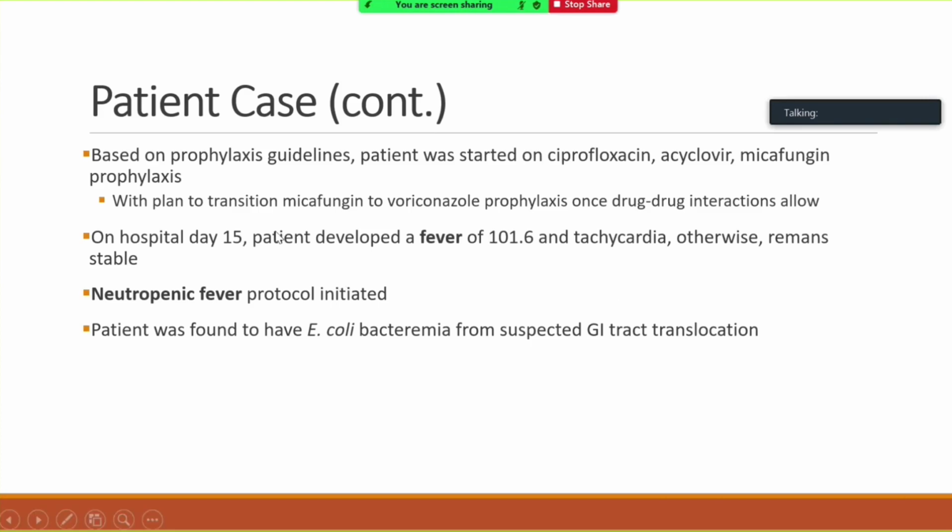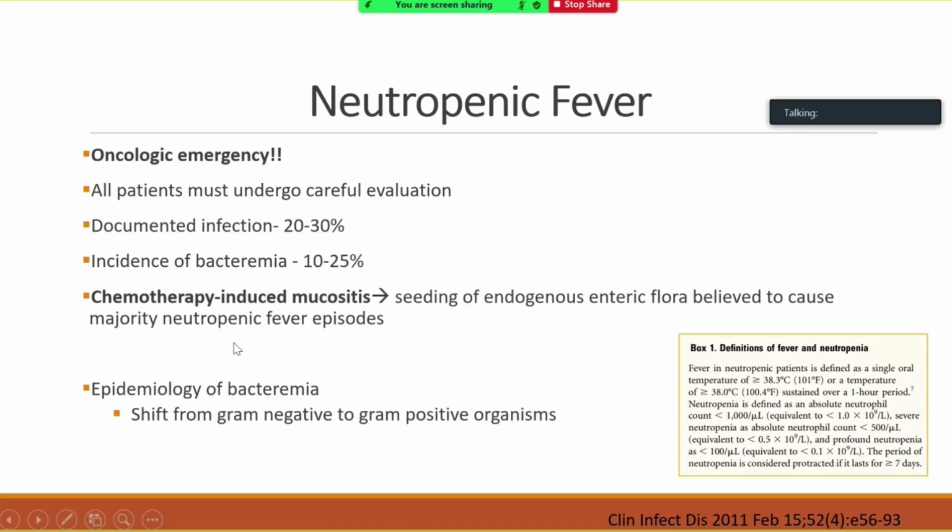So then you see that on hospital day 15, the patient developed a fever of 101.6, tachycardia, but otherwise remains stable. At this point, you go into a different mode. Now your patient has a neutropenic fever. We will briefly go over neutropenic fever again, and I'll show you some resources. Remember, neutropenic fever is a medical emergency. This is really something that you should take seriously.